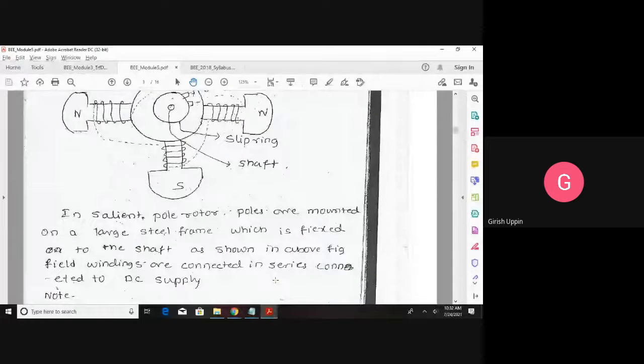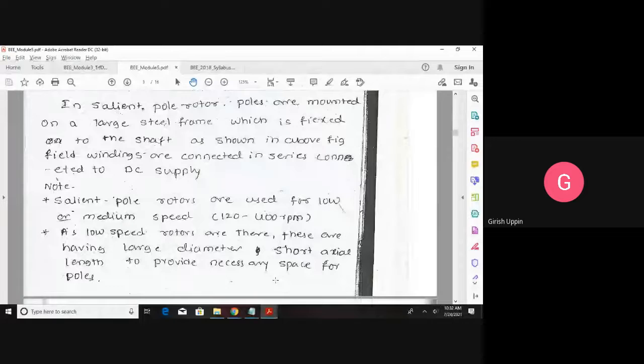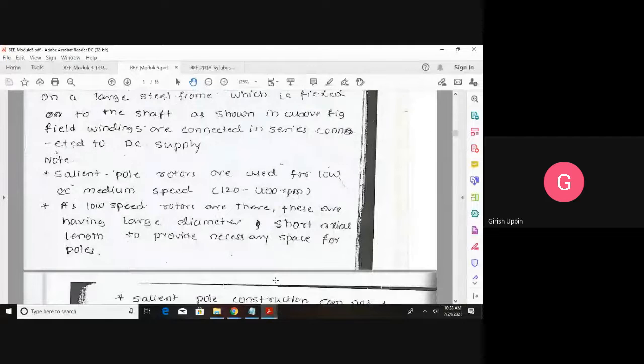Salient pole rotors are used for low or medium speed. Because of the way the salient poles are constructed, it is not used for very high speed, because mechanically it is not very strong. So it is used for low or medium speeds, that is around 120 to 400 rpm. Maybe it is used in the hydroelectric power plant, where the speed is relatively less.